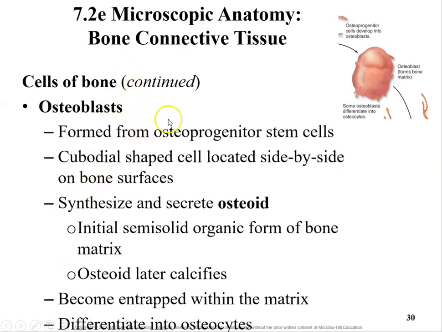Osteoblasts, we said these are formed from osteoprogenitor stem cells. They are cuboidal shaped. They synthesize and secrete osteoid, which is the initial semi-solid organic form of bone matrix. Osteoid then later calcifies. When it calcifies, the osteoblasts become entrapped within that matrix, and then they go on to differentiate into osteocytes.